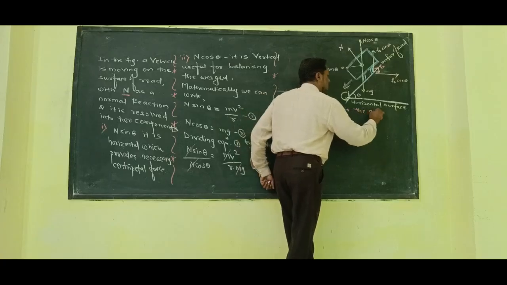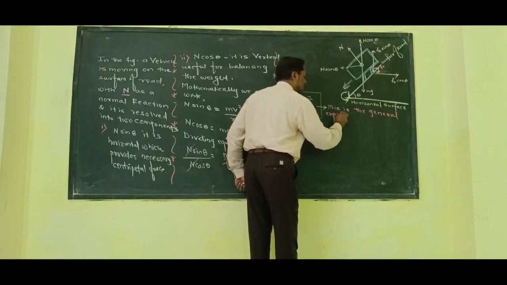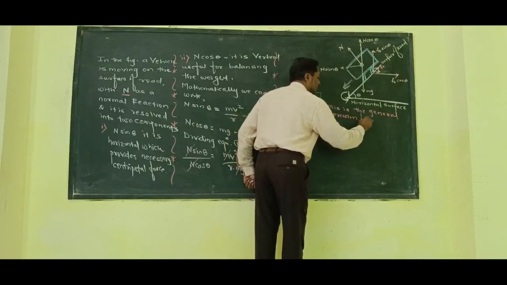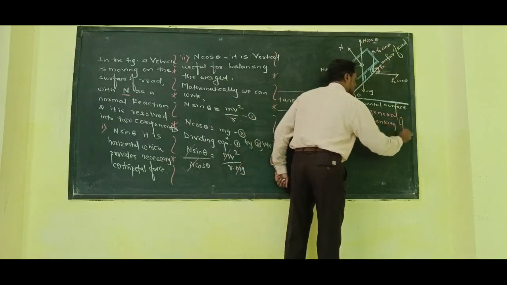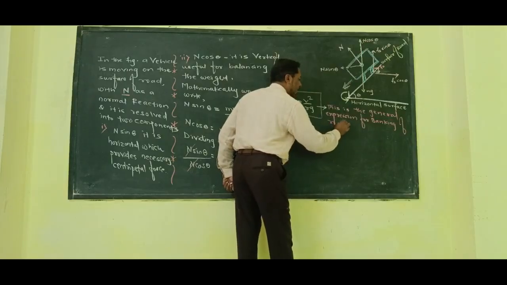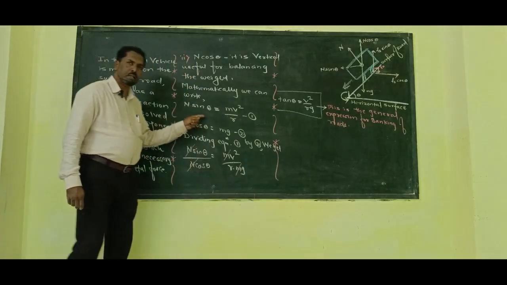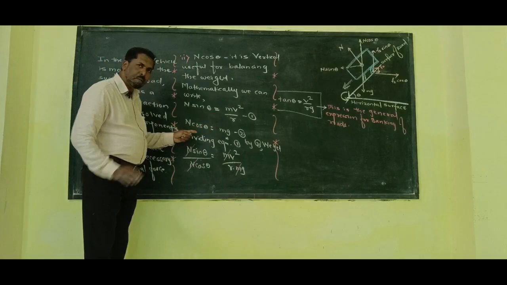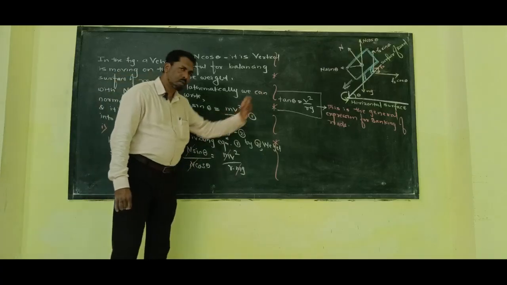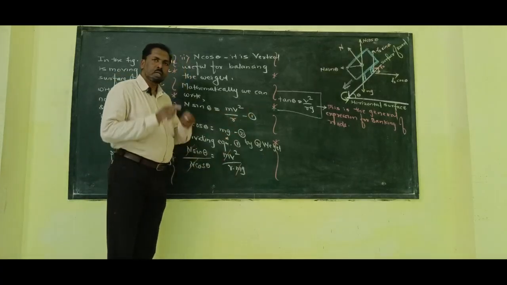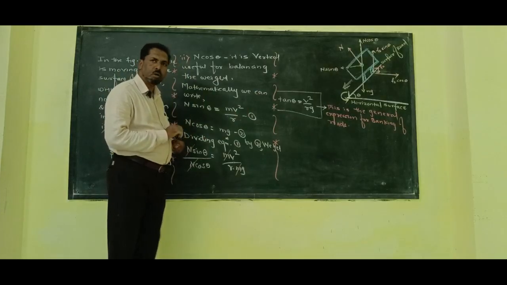This is the general expression for banking of roads. Watch it carefully. What we have seen: n sin theta is mv square by r, n cos theta balances the weight mg. Dividing 1 by 2, n cancels, sin theta by cos theta is tan theta, equal to v square by rg. This is the expression for banking of roads.